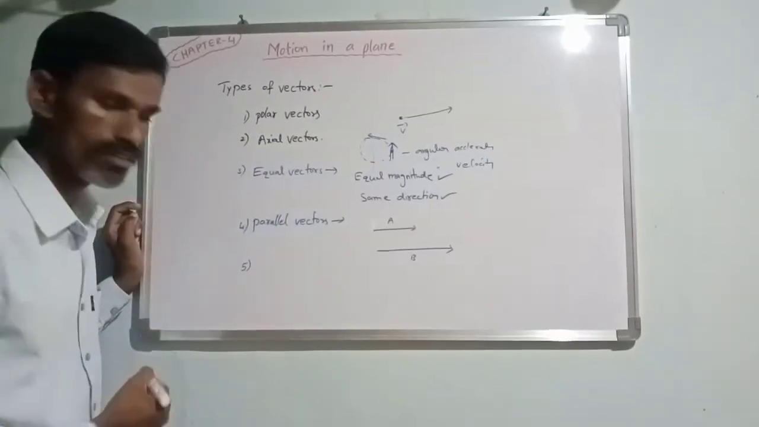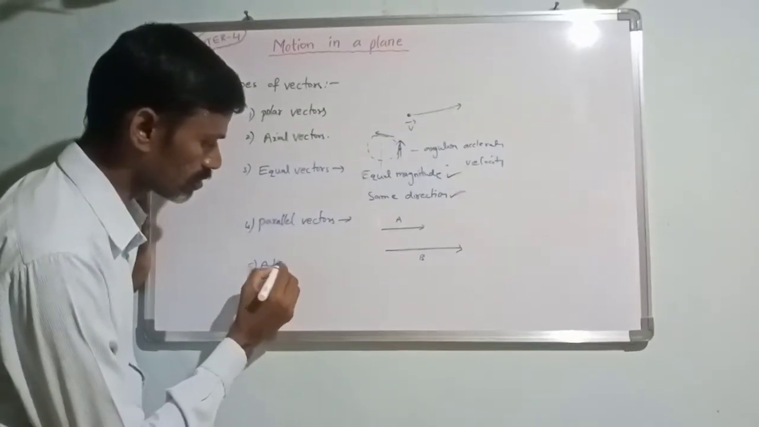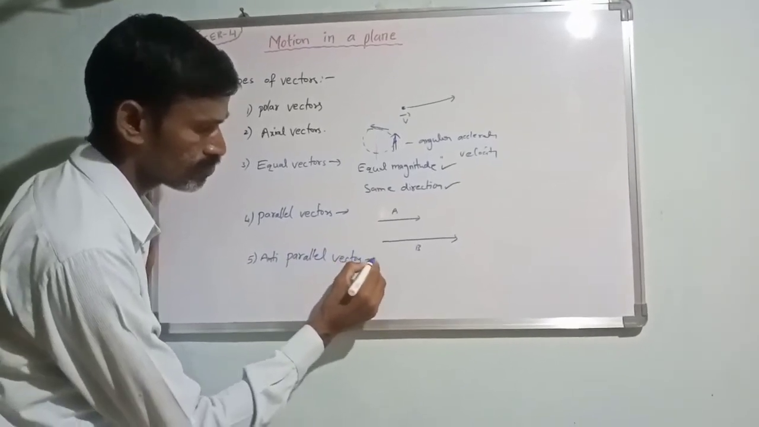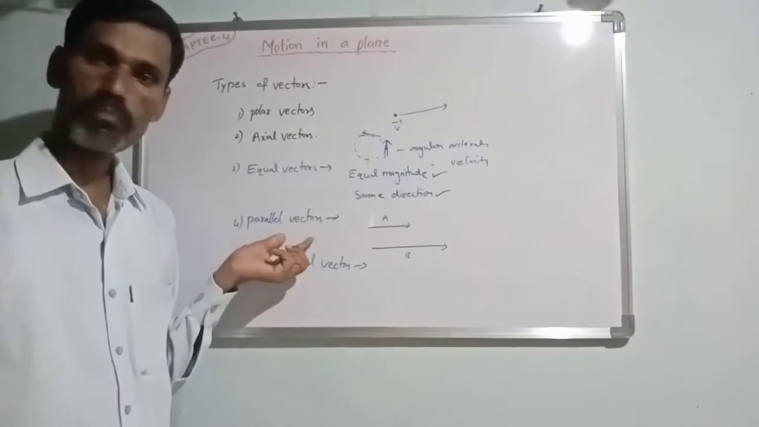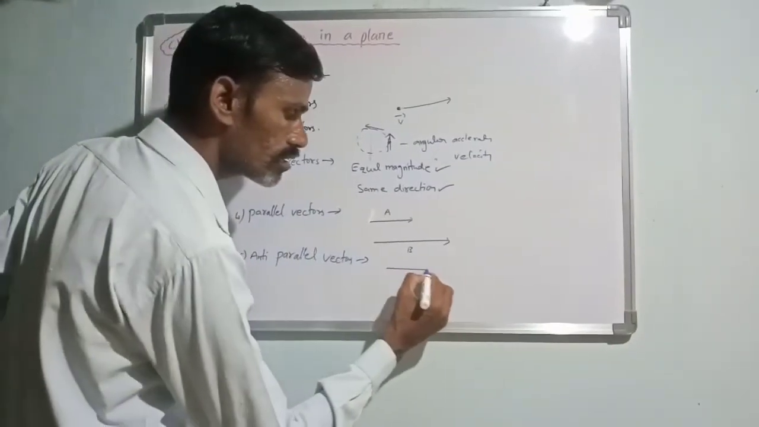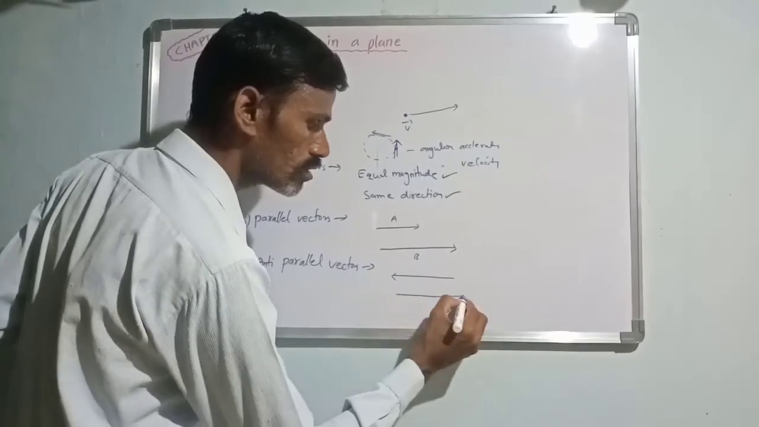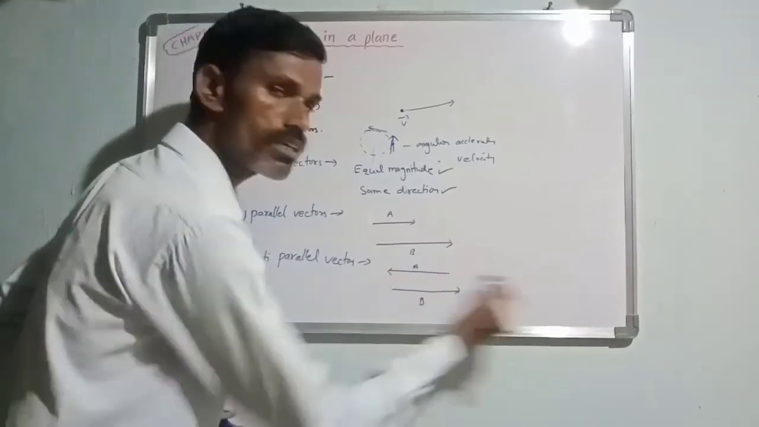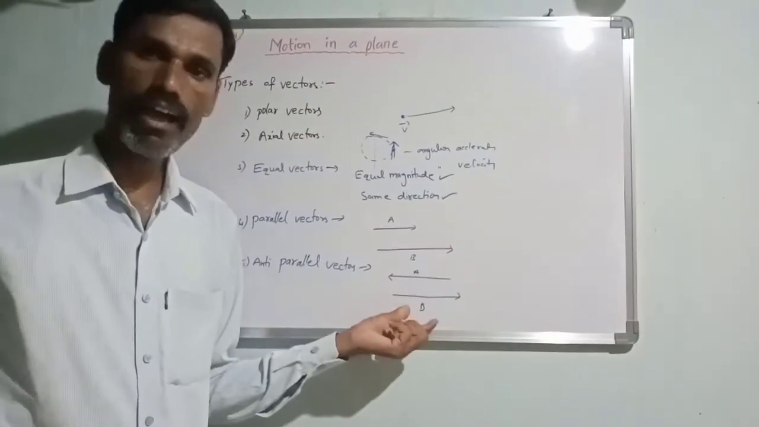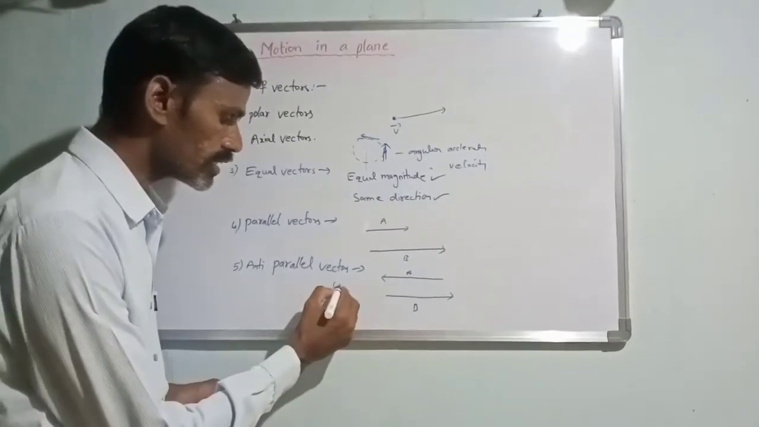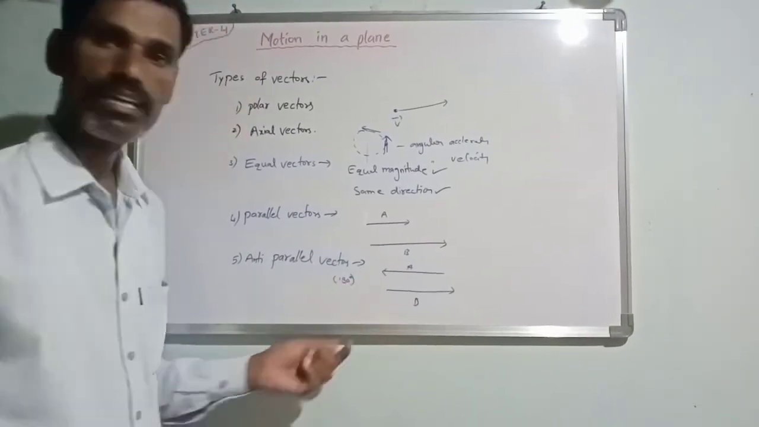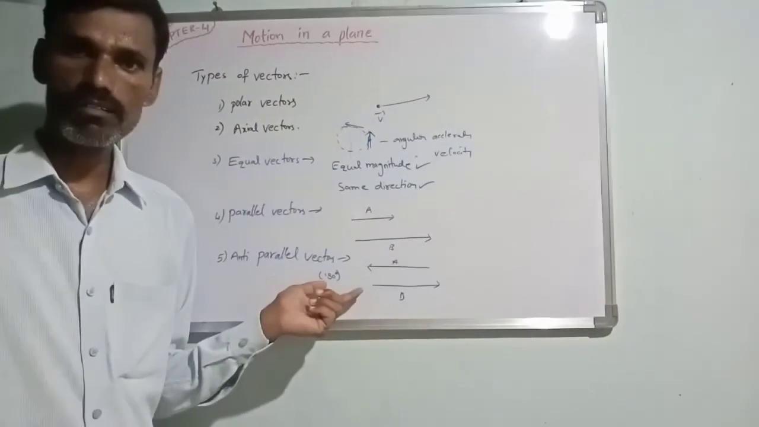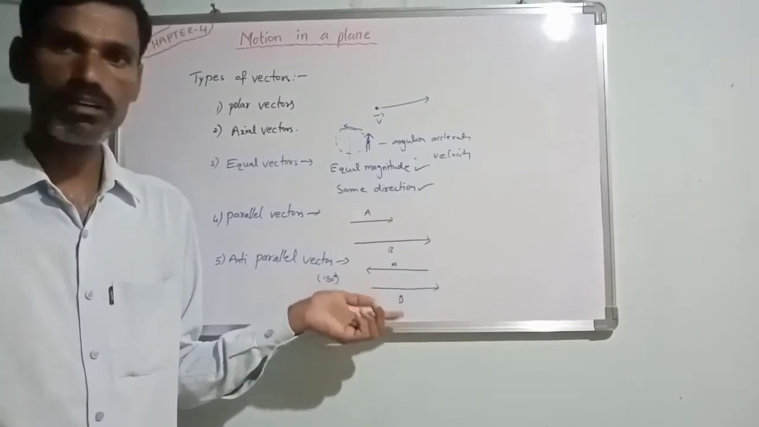And the fifth one, anti-parallel vectors. Anti-parallel is the same as parallel vectors, but here the direction is opposite to the first vector. Here A is in this direction, and B's direction is opposite to A. So the angle between the two vectors is 180 degrees. If the angle between two vectors is 180 degrees, then the vectors are said to be anti-parallel vectors. Here the magnitude may or may not be equal.